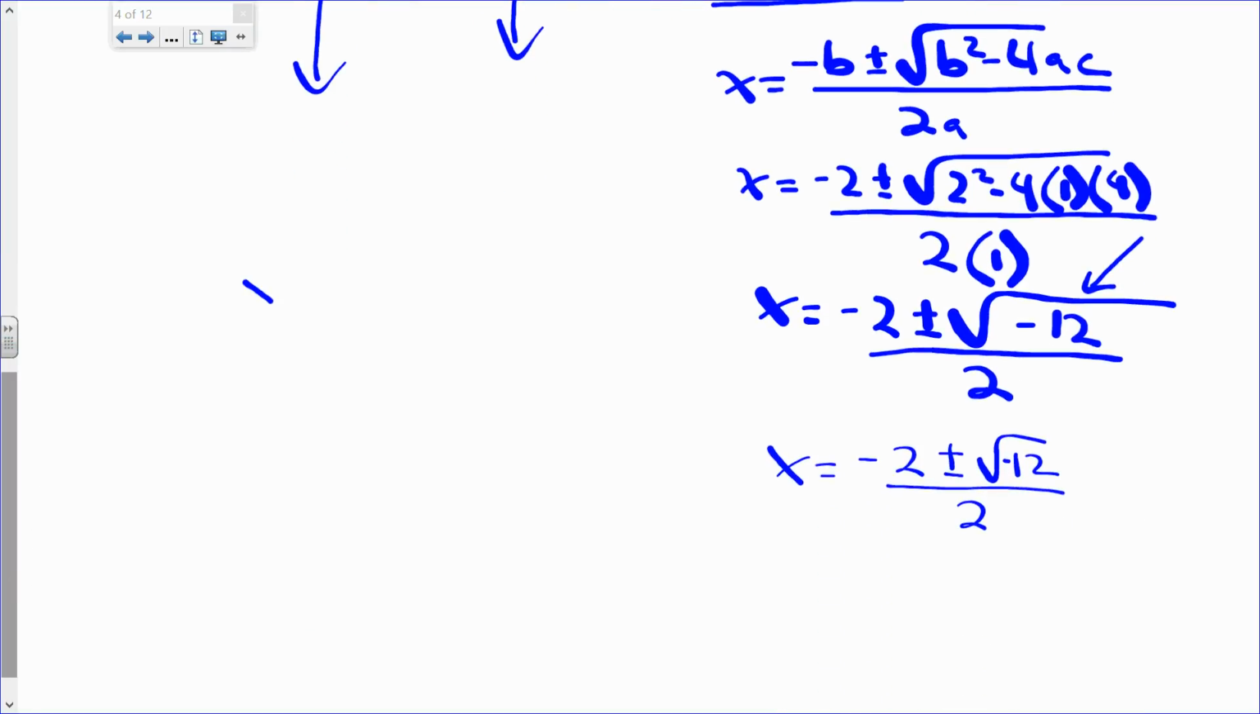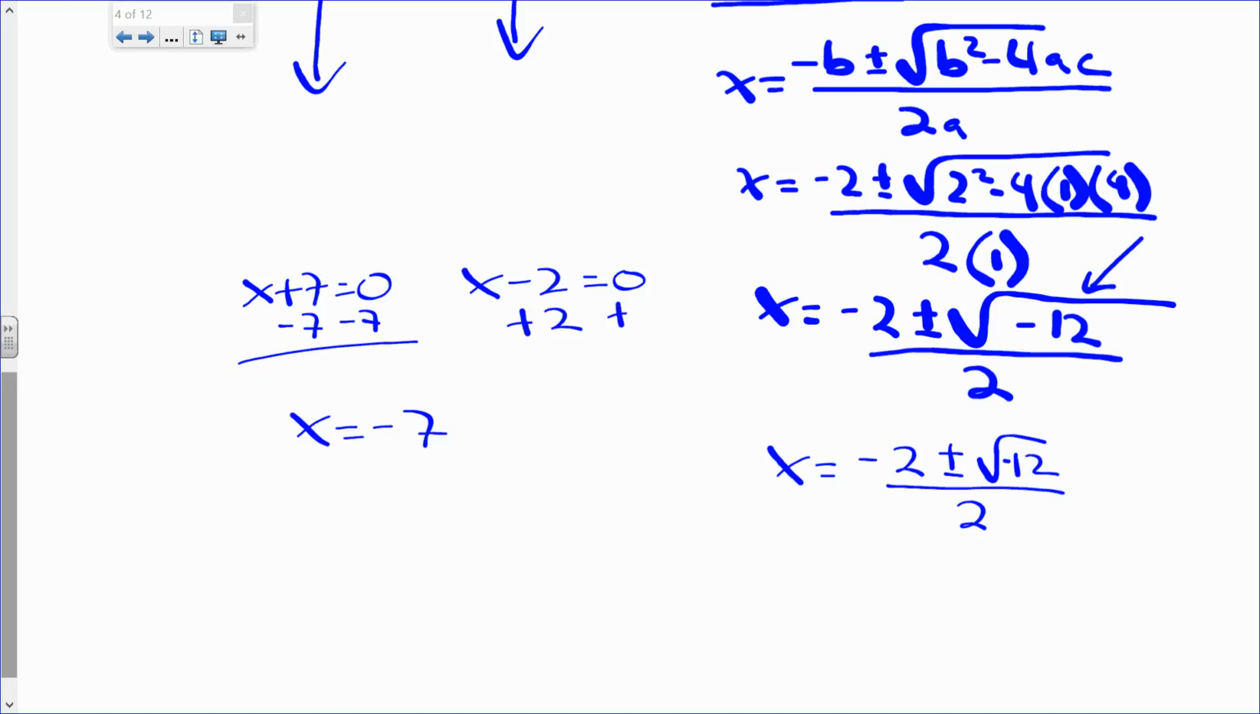So x plus 7 equals 0, and x minus 2 equals 0. Let's start with this simple equation first. Let's subtract 7 from both sides here. So x equals negative 7. Over here, we'll add 2 to both sides. X is equal to 2.